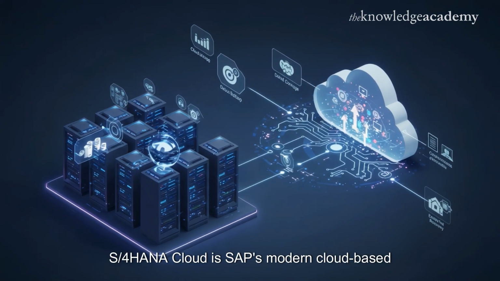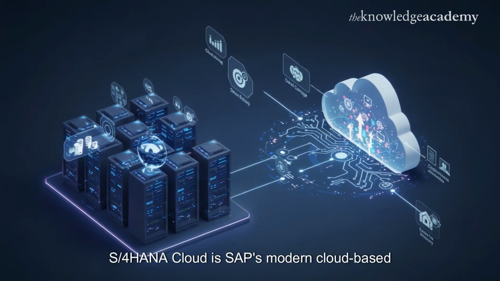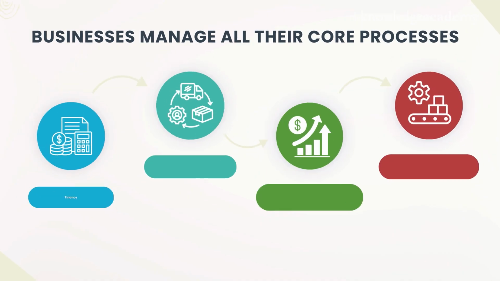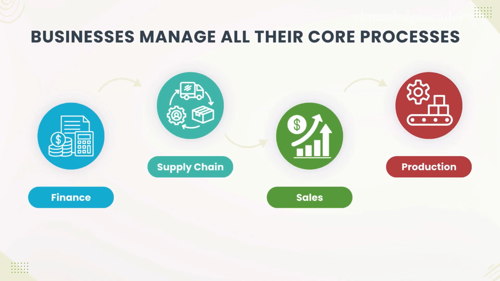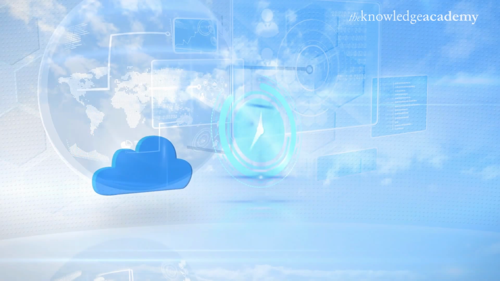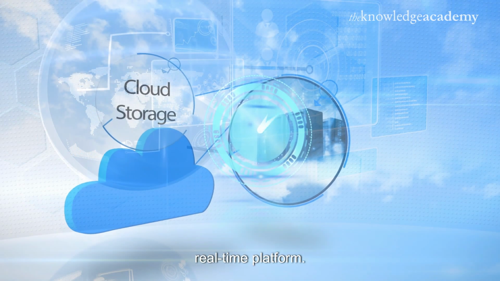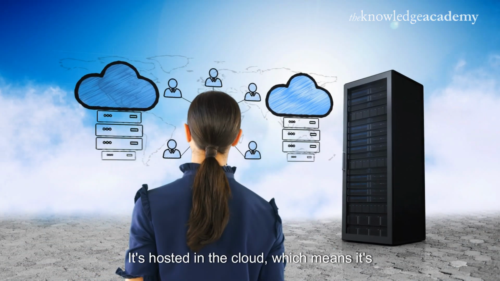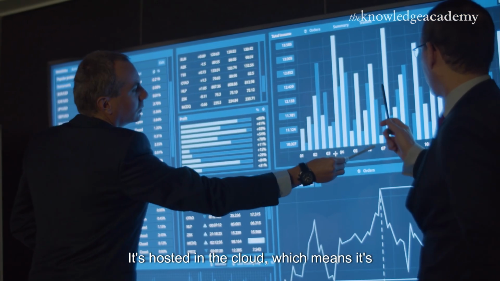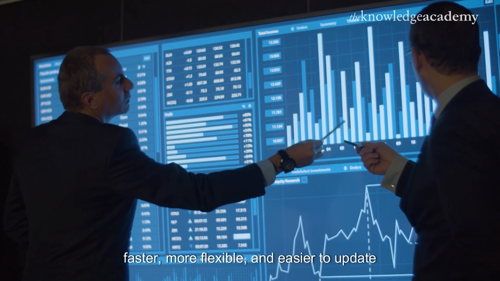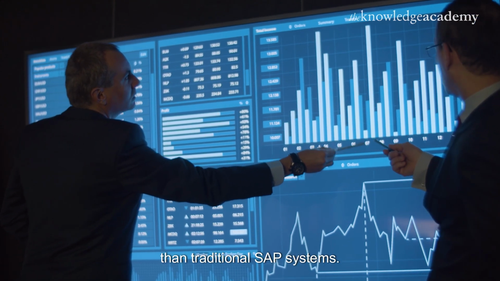SAP S/4HANA Cloud is SAP's modern cloud-based ERP system. It helps businesses manage all their core processes like finance, supply chain, sales, and production in one connected, real-time platform. The key difference? It's hosted in the cloud, which means it's faster, more flexible, and easier to update than traditional SAP systems. Why is it important?